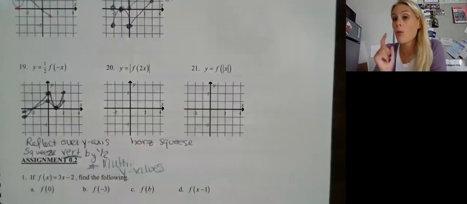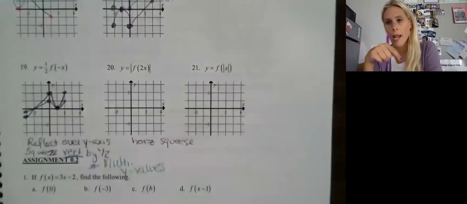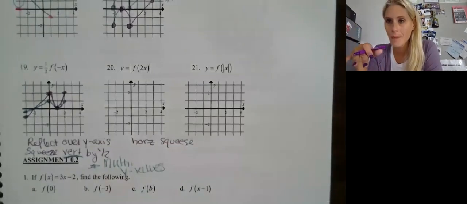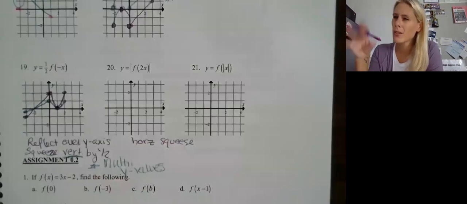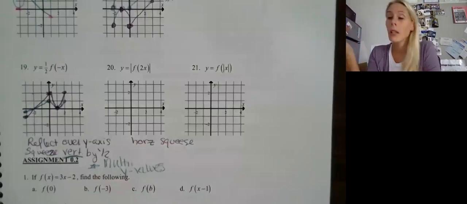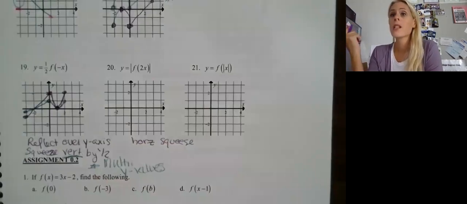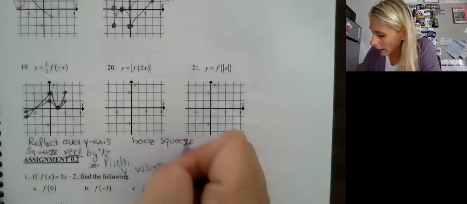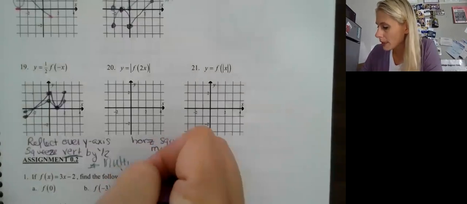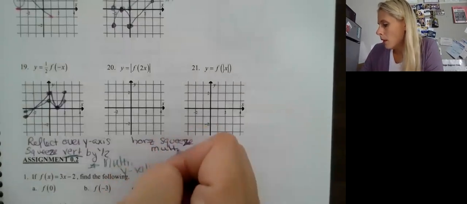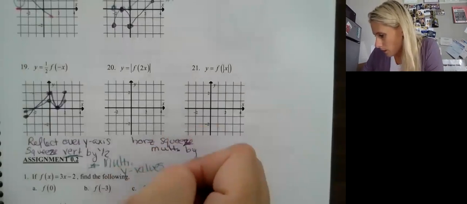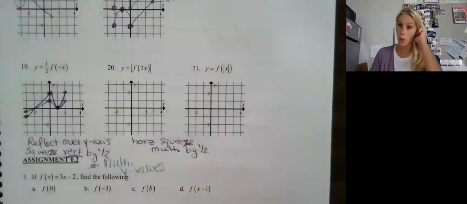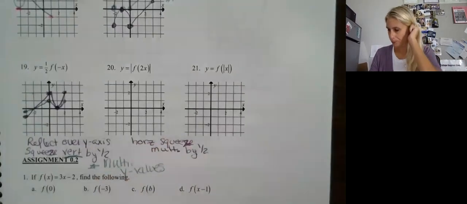Now remember how on the inside moving left and right was opposite of what you thought? It is the same thing when it comes to multiplying, but don't think of opposite like that. The opposite of multiplying is dividing. So dividing by 2 is the same thing as multiplying by 1/2. So do the reciprocal. When it's on the inside, you multiply by the reciprocal.